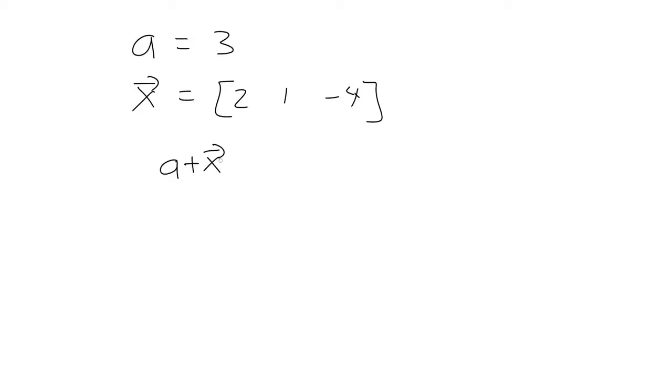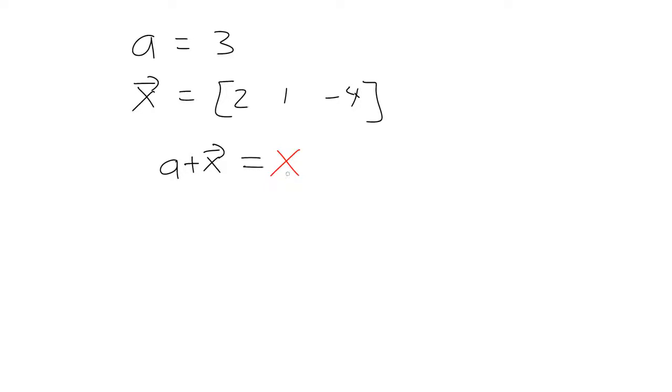So if we define a couple things here, let's define a, and we'll say a is 3. And we'll define a vector x, and we're going to make it very simple to start with. We're going to say 2, 1, and -4, right? Perfectly valid vector. So what do I get if I take a plus x? The answer is nothing. Can't do that. So we're not going to define a way to add a vector to a scalar.